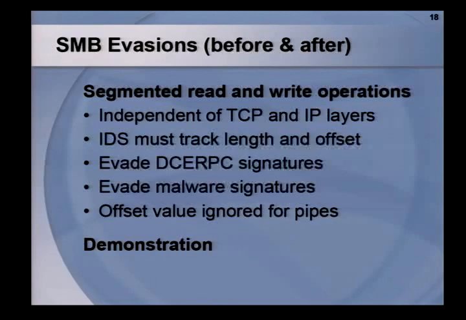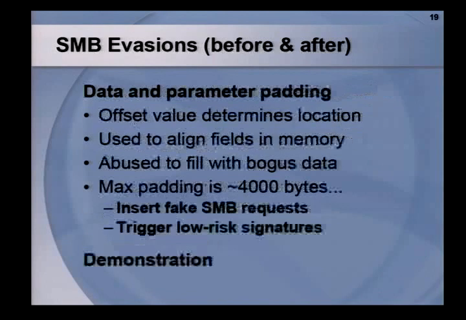We're probably going to skip the demonstration on this just because it's a little involved, but we will go into it a little bit later. Another thing you do with SMB evasion is data and parameter padding. SMB is a neat protocol in that you've got this static header at the top that then has a bunch of fields, and those fields are determined by the byte count.